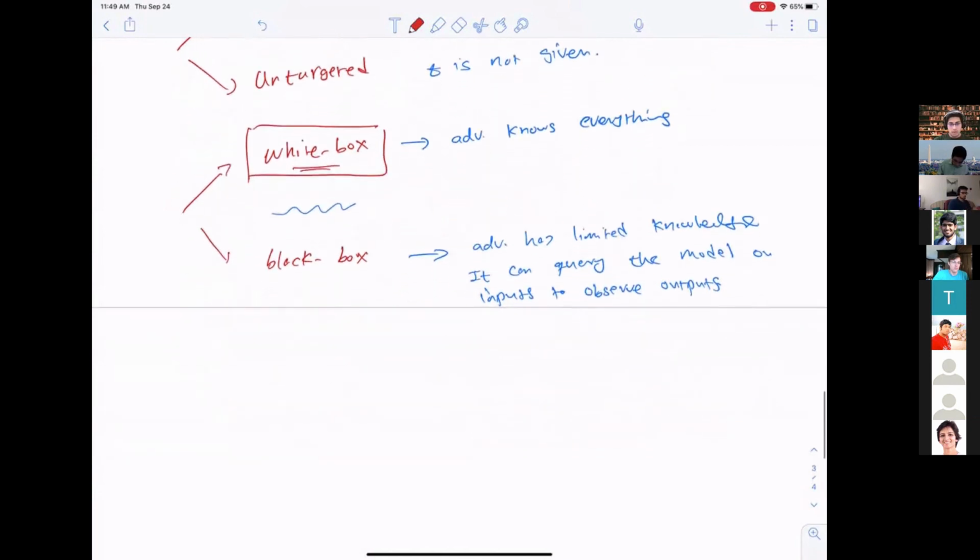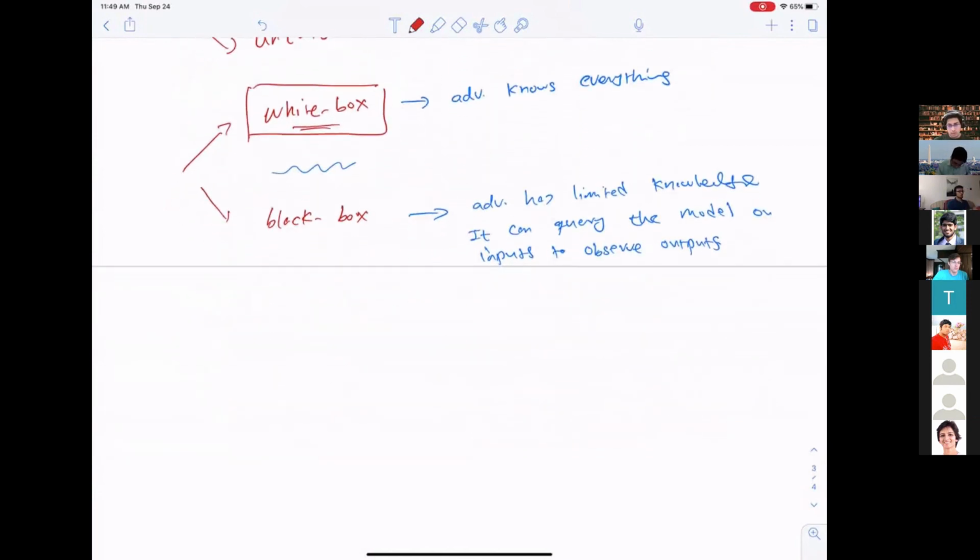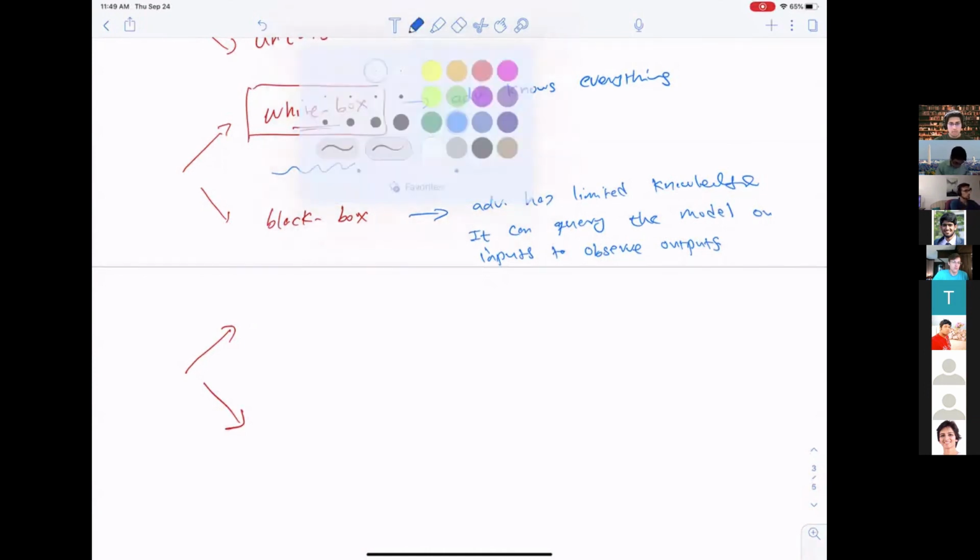All right, so the final classification of these attacks is based on the types of attacks that we'll be considering. One is inference time or evasion attack.